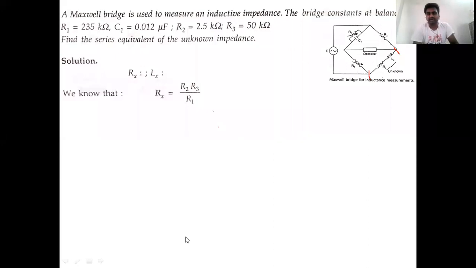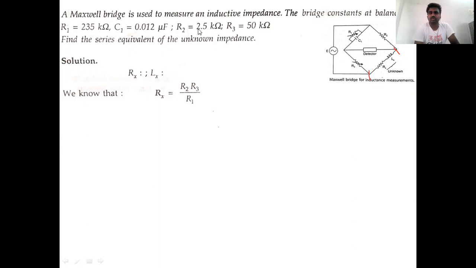Before calculating the inductive impedance, first we have to calculate two elements: one is resistance and the other is inductance, Rx and Lx. So how is Rx calculated? Rx is equal to R2 R3 divided by R1.